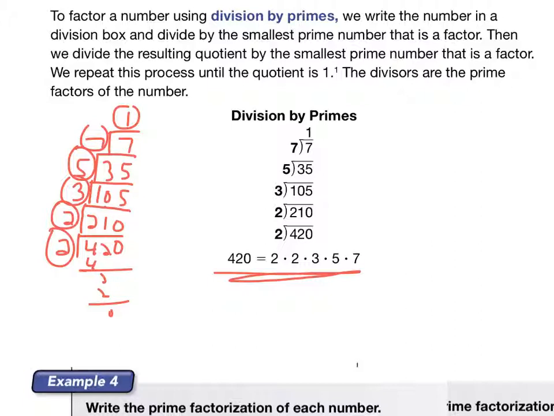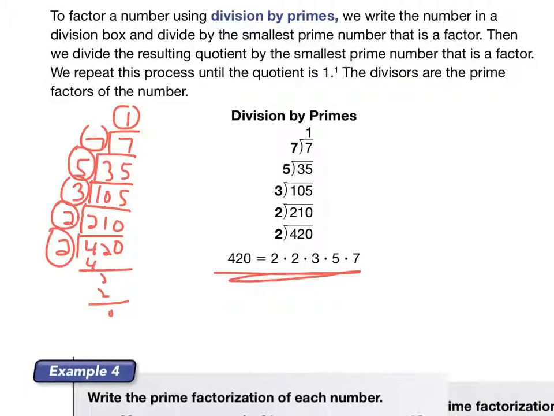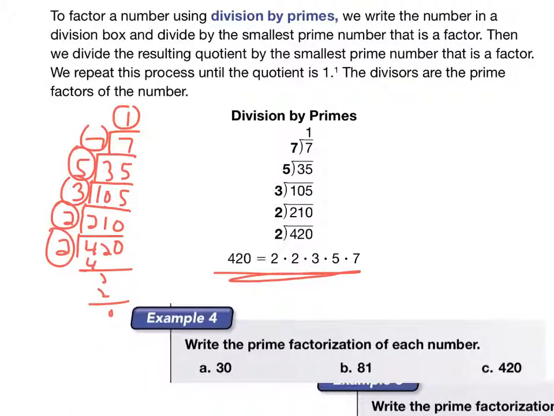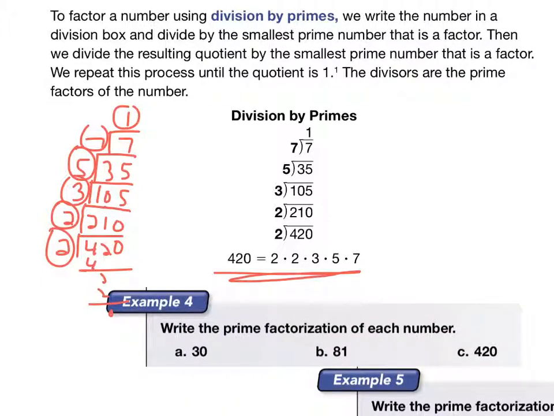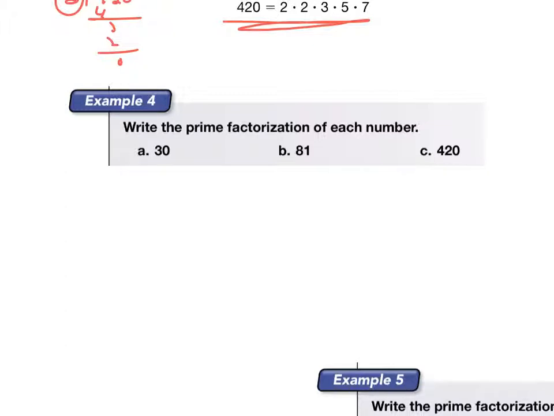Alright, so let's do example 4, which is going to be right here. It says write the prime factorization of each number. Example 4, write that down. And then let's do a factor tree, because I like that the best.